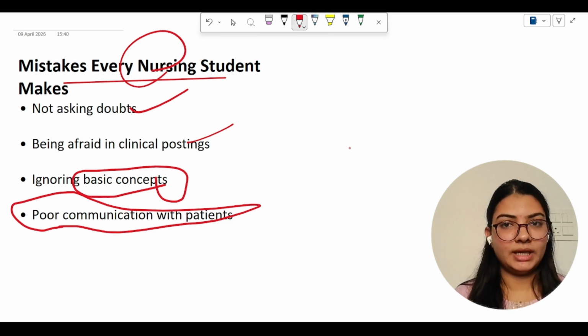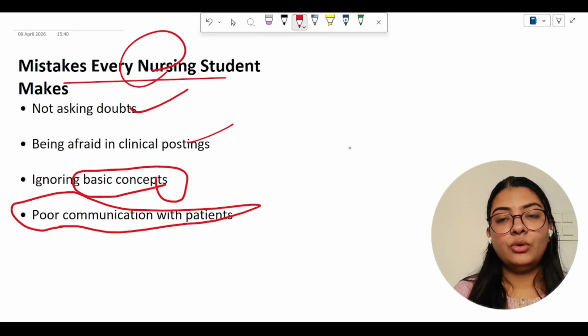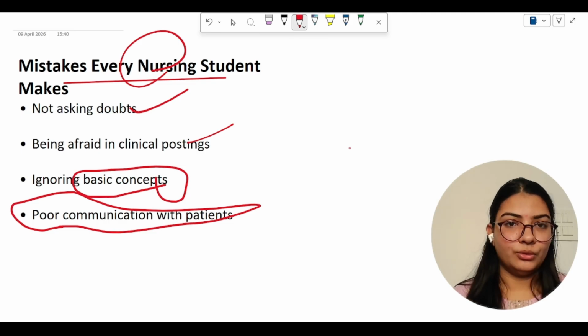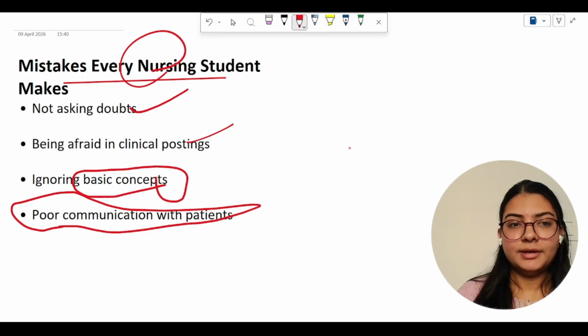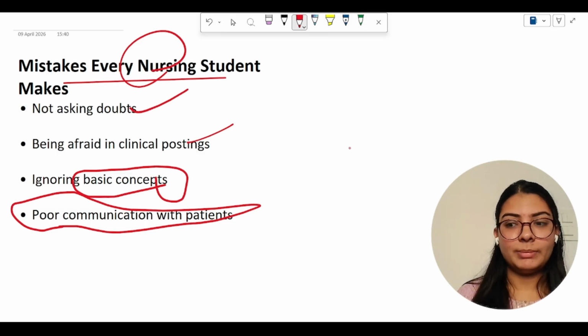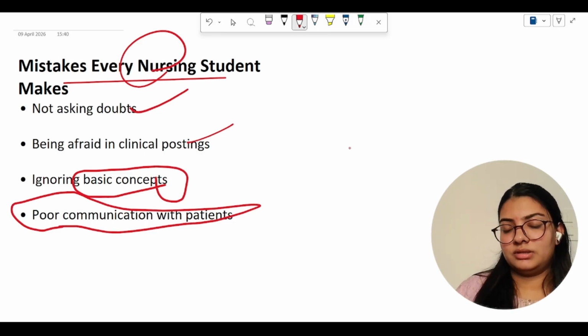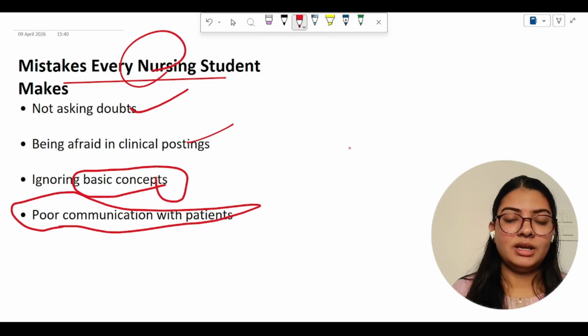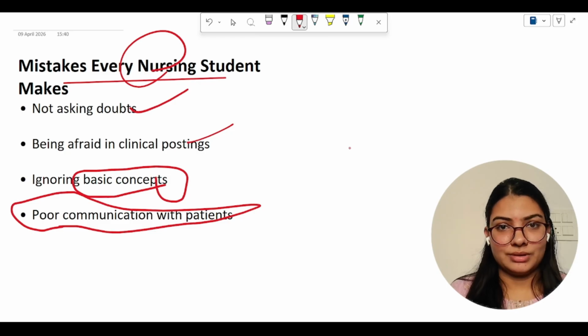You should take help. You should take advice. And while you go back to your hostel or to your home, you should study about that. You should never leave that topic thinking, okay, the patient would have asked me this. No problem, I was not doing that time, but it's okay. It's not an exam I'm going to.